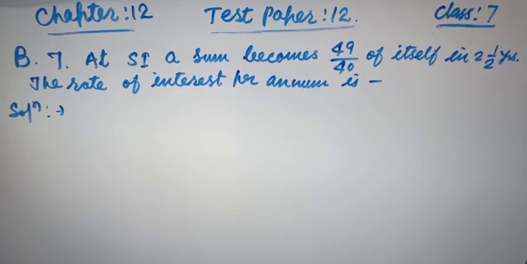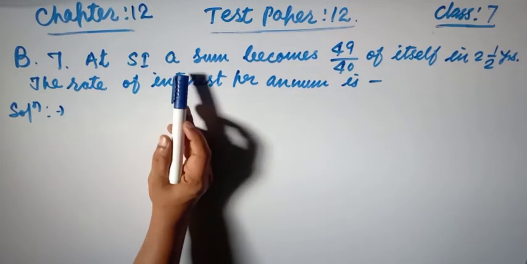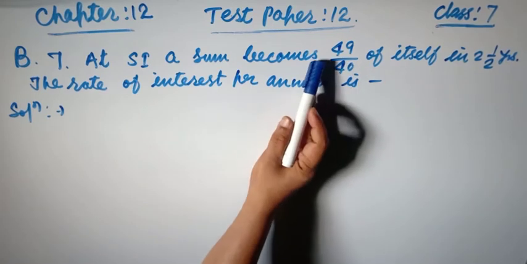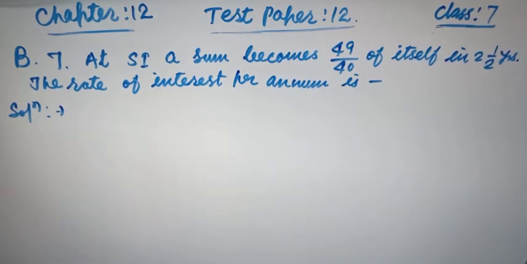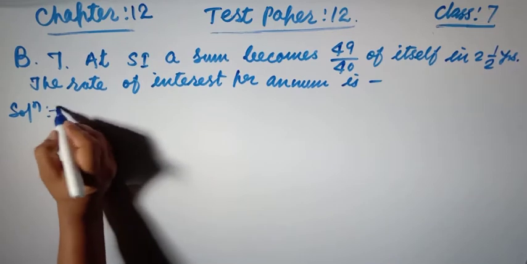So let's get started. As you can see on the board friends, B group question 7 says: a sum becomes 49 by 40 of itself in 2.5 years. The rate of interest per annum is what? It has 4 options friend, A, B, C and D. First find the answer, then check which option is correct.